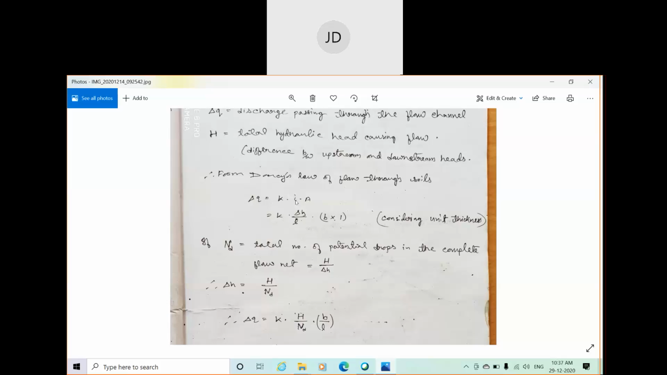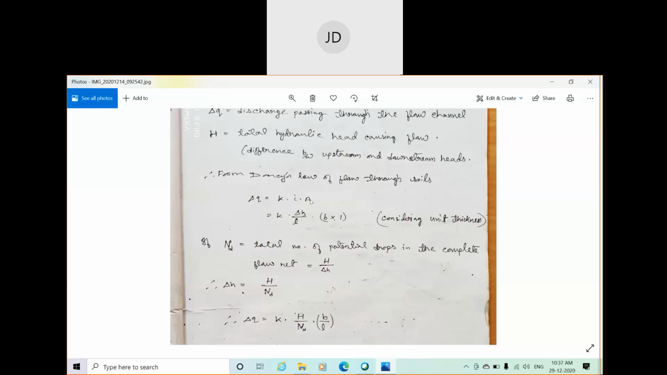That is hydraulic head divided by the length. If you consider unit thickness of a full flow net and consider one flow field, the hydraulic gradient will be delta H by L. Delta H is the head drop in a particular field, and length is the length of the field, that means the length traveled by the water. So I can be written as delta H by L, that is hydraulic gradient.